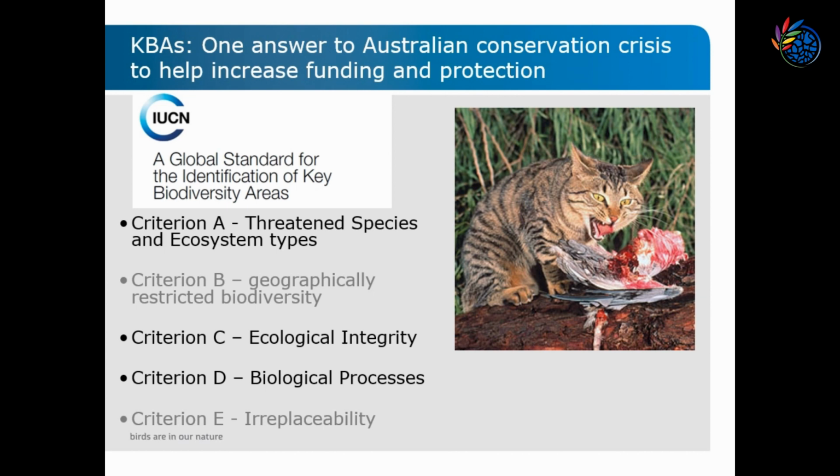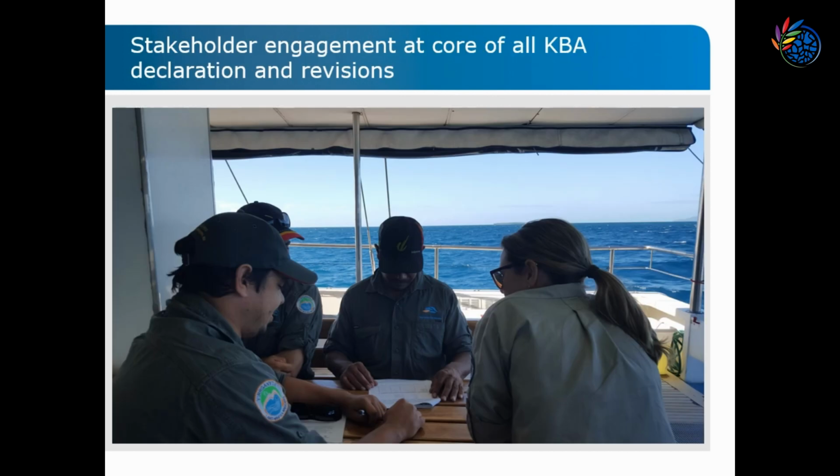Even with over 300 key biodiversity areas, our work is clearly not done, and we're focusing on declaring new KBAs as one answer to the Australian conservation crisis driven by things like invasive species, fire, climate change, habitat loss, you name it. We hope that this will help us increase funding for conservation and the legal protection. The main criteria we focus on are A, C, and D. With all our KBA declarations and revisions, it's really important for us to do proper stakeholder engagement that includes Indigenous people, academics, the government, landholders, and other NGOs.